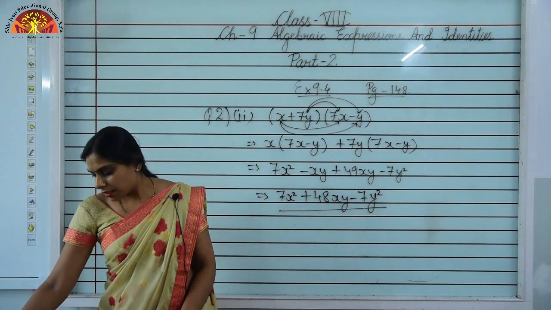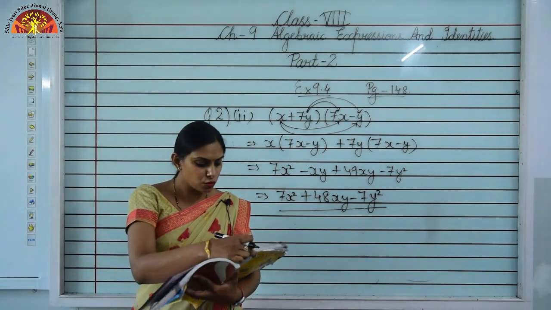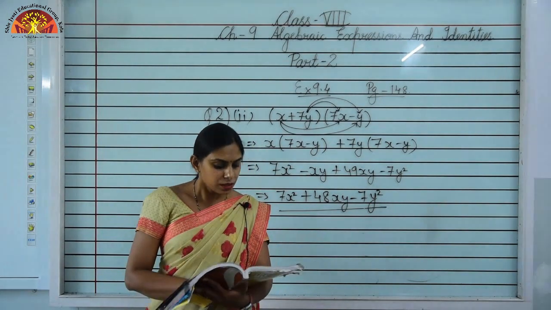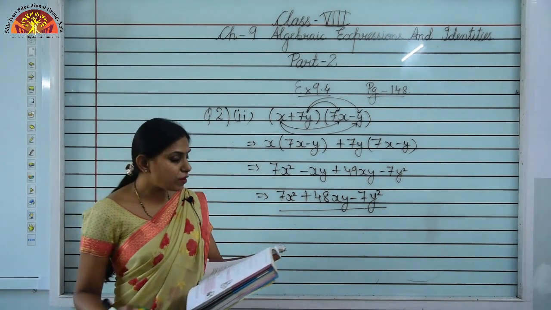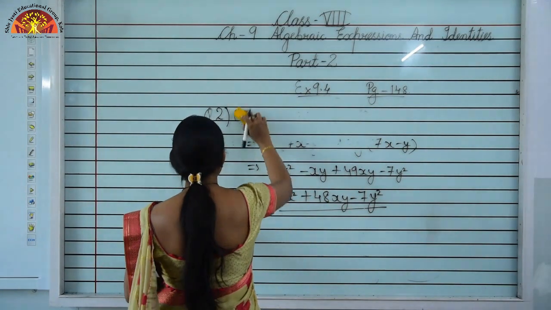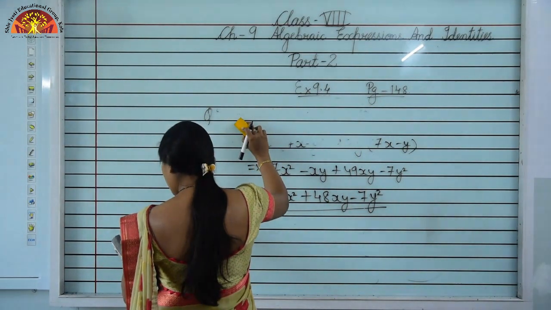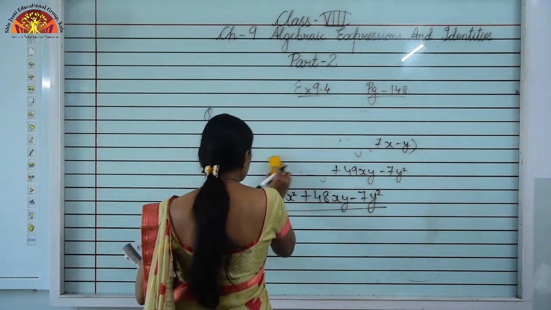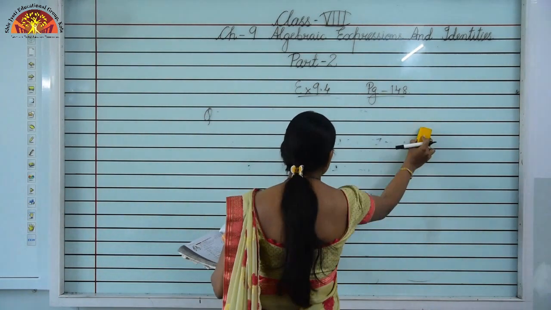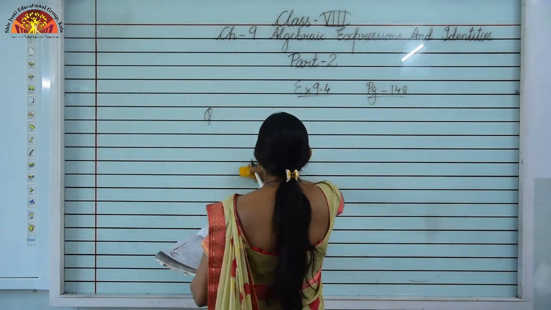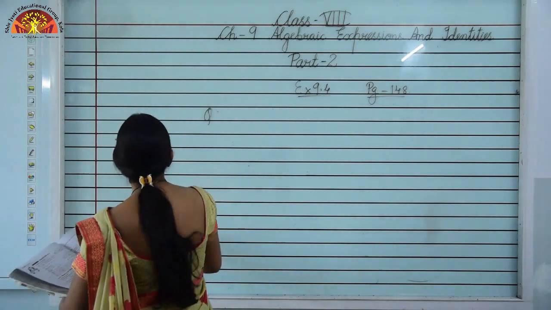Okay. Now children, just see the next question over here, that is question number 3. You have to simplify. Now just see how you can simplify the algebraic expressions. We will solve the fourth part. Okay. So please write down the question. That is question number 3, fourth part.